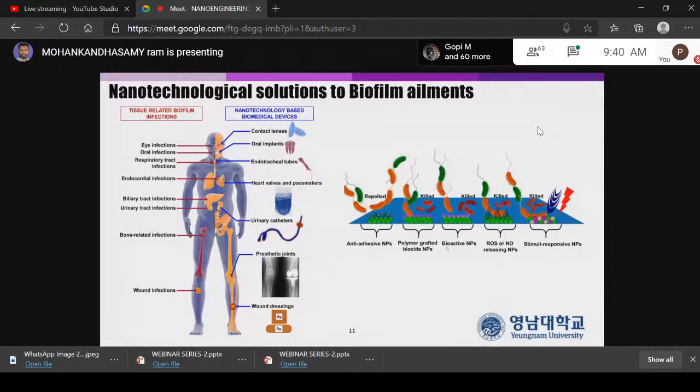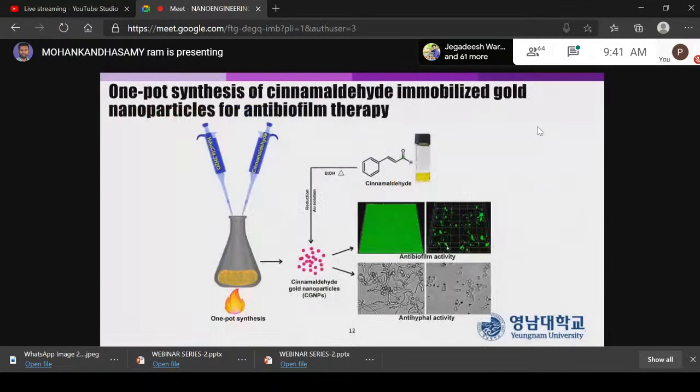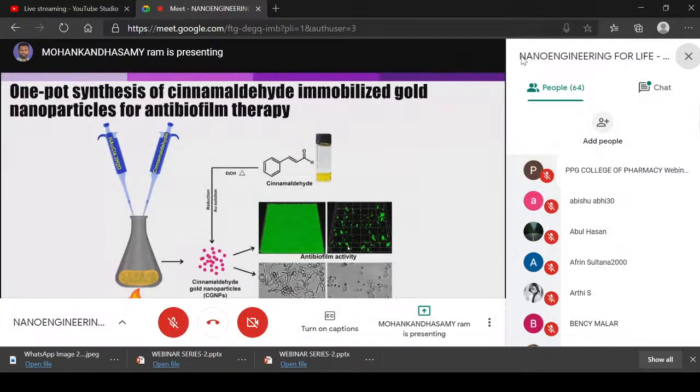And as the last part, another important topic is stimuli responsive nanoparticles. These kinds of nanoparticles can be activated using sonication waves, laser light, UV light or visible light. So these are the other mechanisms where nanoparticles can be used as antibiofilm. So how did we utilize this nanoparticle technology to create our antibiofilm system?